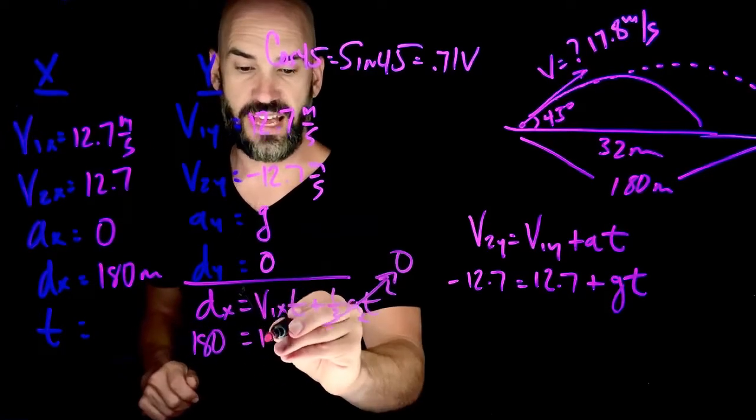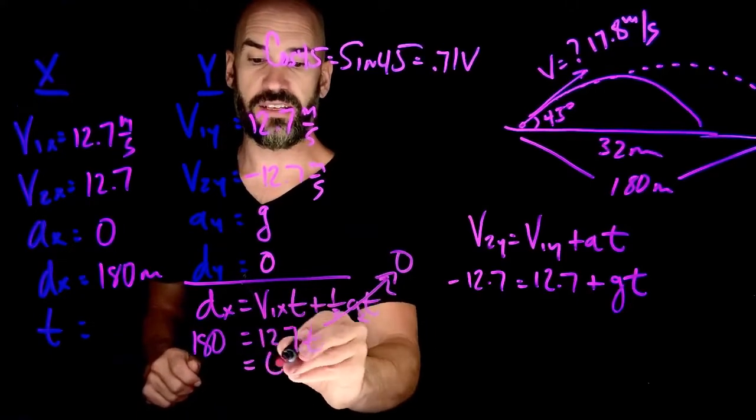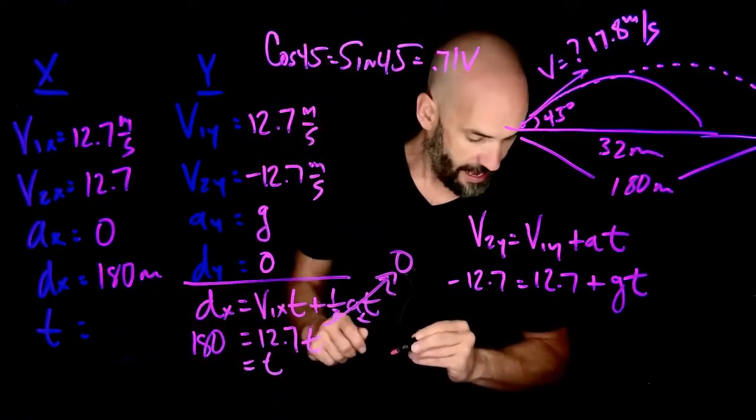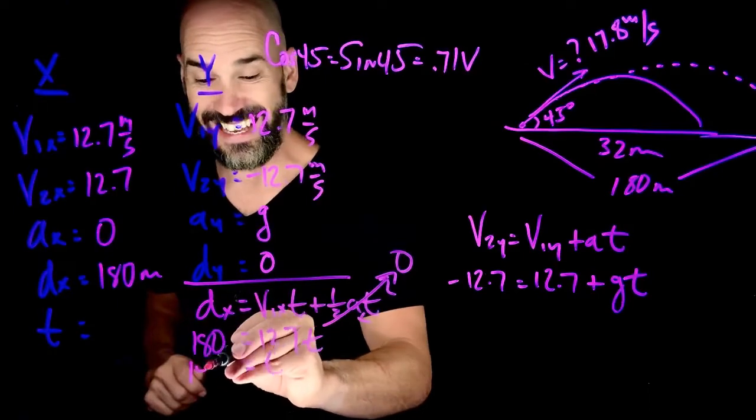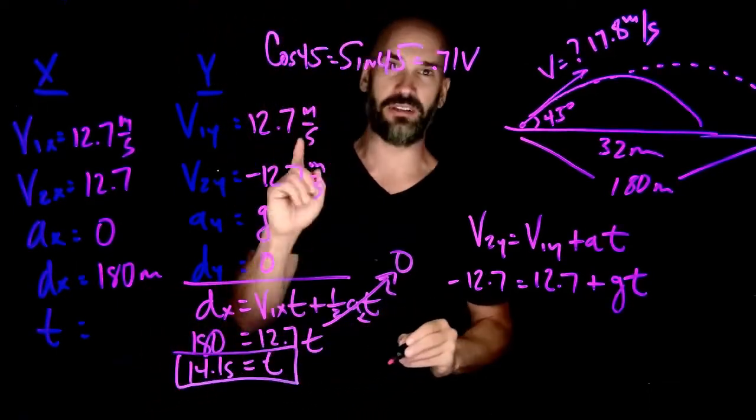This is just 12.7, right? And, oh, look at that. I could solve for t quite easily, right? And for t, I get 14.1 seconds. This thing is hovering in the air on the moon for 14.1 seconds. I would love to see that.